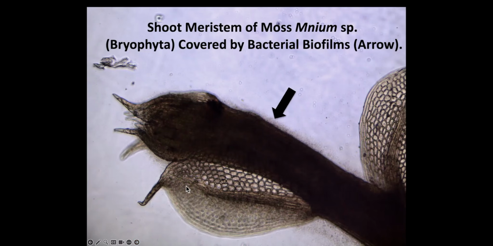This is a moss shoot tip, and leaves are forming here. You can see the little leaves here, and you see a hazy kind of line here. This is bacteria. This arrow is showing bacteria on the surface. These meristematic tissues in the leaves are covered with bacteria. So even the leaf meristems cultivate bacteria in them.